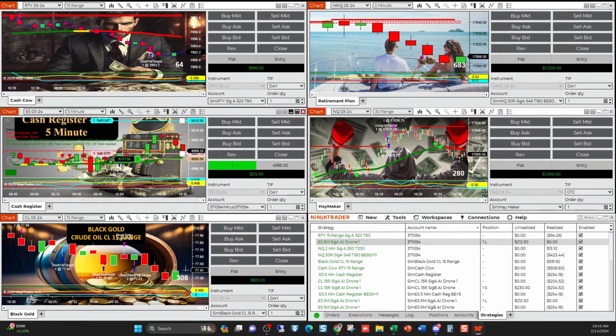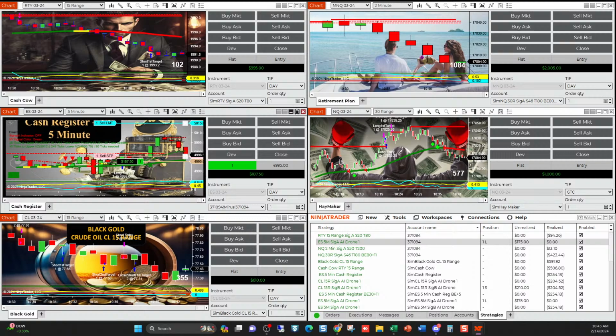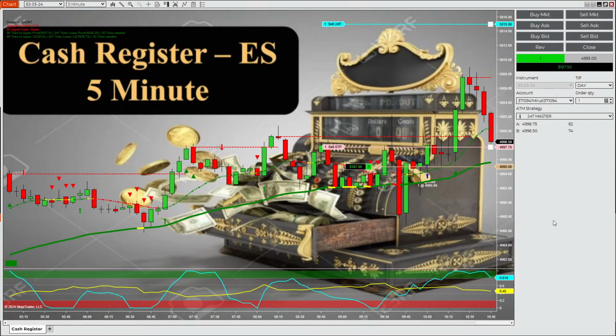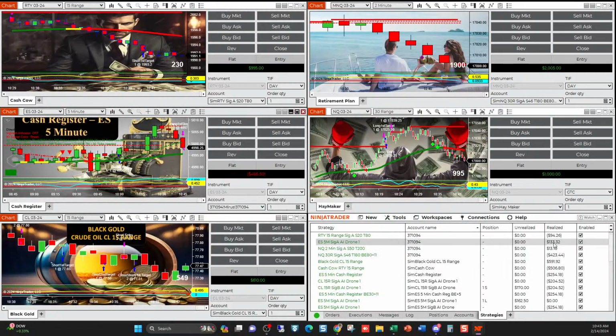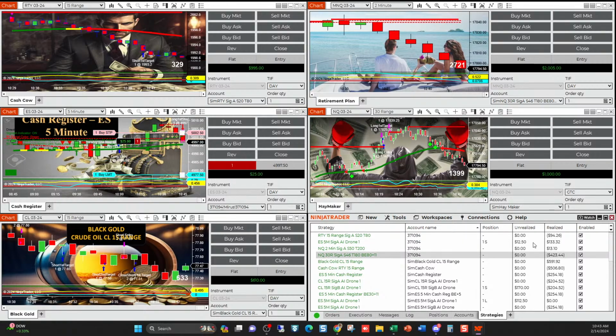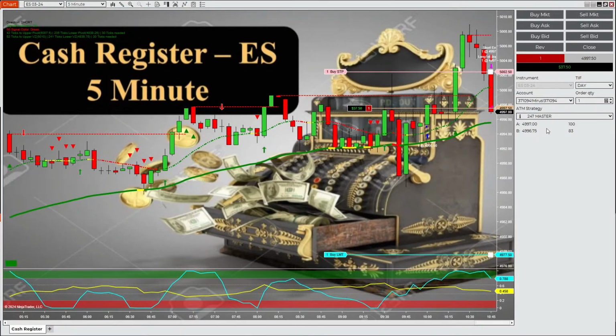Preserve some cash there. Order filled. Order filled. All right, got a little bit out of that trade. Order submitted. And the ES jumped back in. This time we're going the other way.